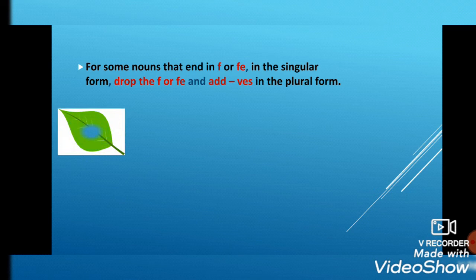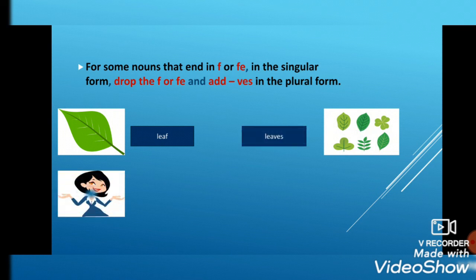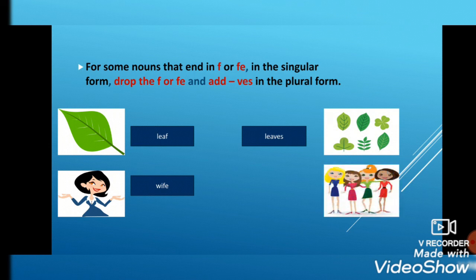Examples. This is a leaf. Leaf ends with f. So to change it into plural, we cross the f and add ves, leaves. In the second picture, we can see a wife. So wife ends with fe. To change it into plural, we cross the fe and add ves. Wives is the plural form of the singular noun wife.